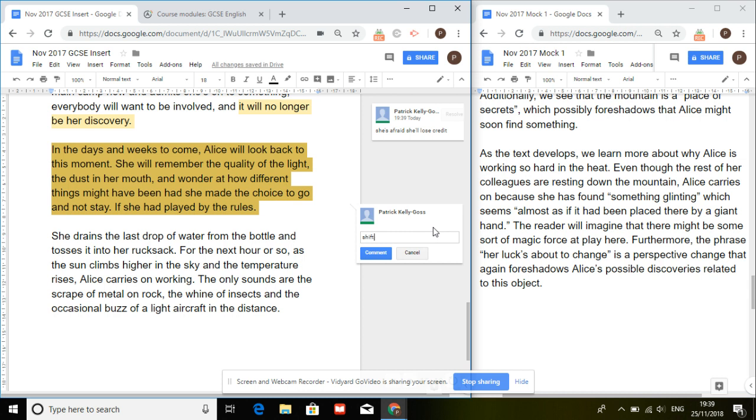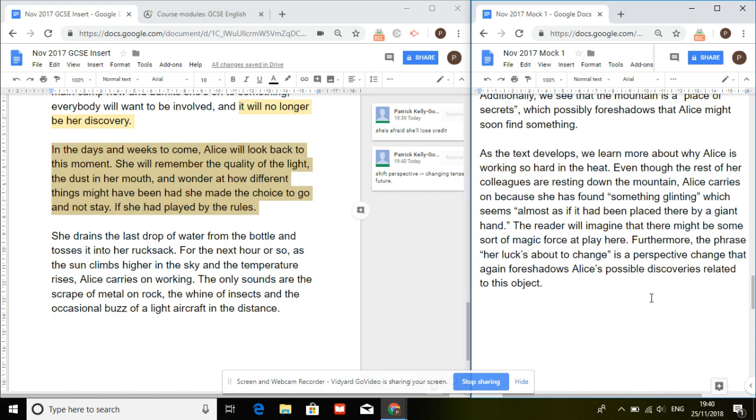So here we're again shifting the narrative perspective. We've got in the days and weeks to come, Alice will look back to this moment. Change the tense to future. And again, this is very strong foreshadowing that something's going to happen because Alice is going to wonder how different things might have been had she made the choice to go and not stay, if she had played by the rules. So Alice is in the future wondering about how much this has changed her life. So that is definitely something I want to pick up on for my final paragraph here.